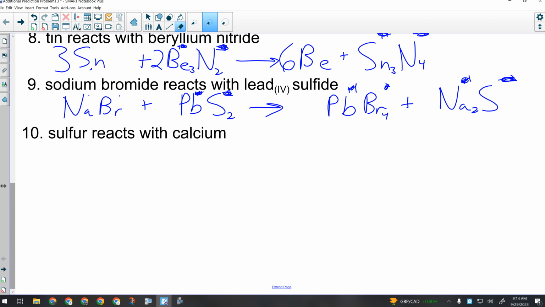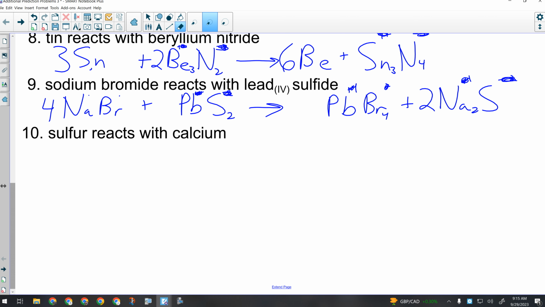4 is the biggest number. So I'm going to go over here and make sure I've got 4 bromines. That gives me 4 sodiums, 2 times 2 is 4. That gives me 2 sulfurs. There's 2 sulfurs already over here. 1 lead, 1 lead. We're good. Done with that one.